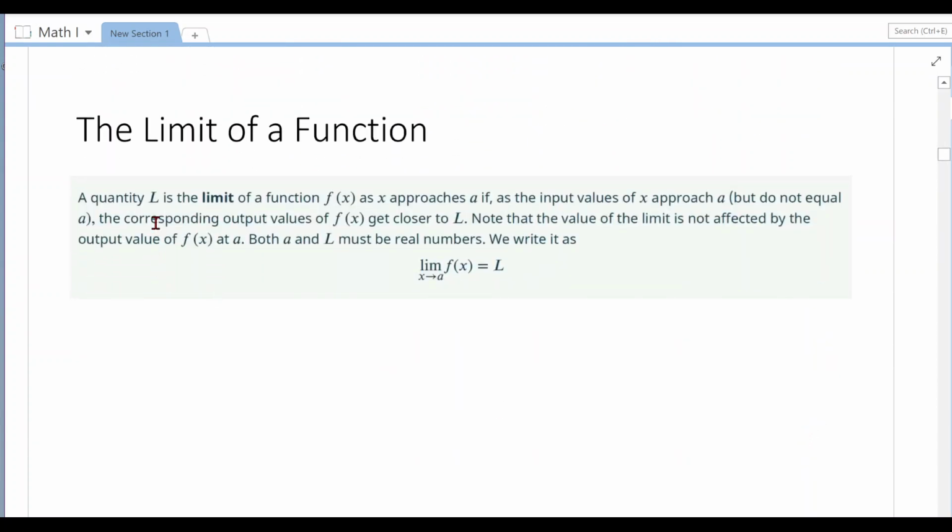By definition, L is the limit of a function f of x as x approaches a value a if, as the input value x approaches a but does not equal a, the corresponding output f of x gets very close to L. So we can write this notation as the limit of the function f of x as x approaches a equals L.